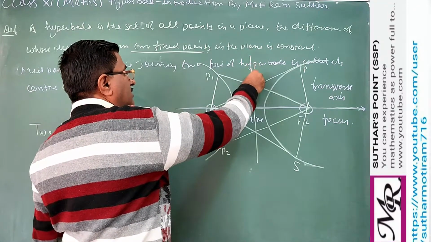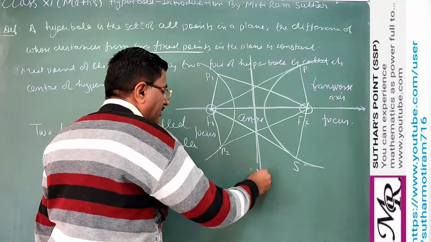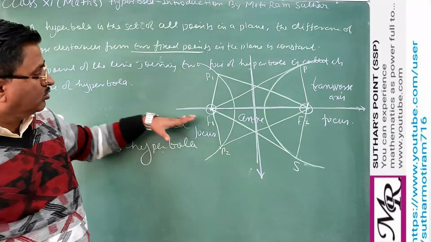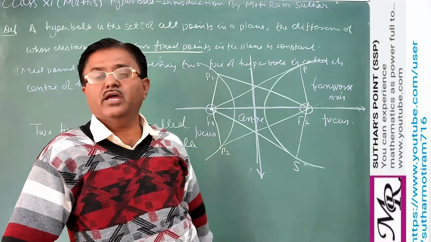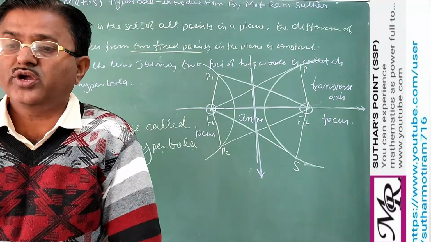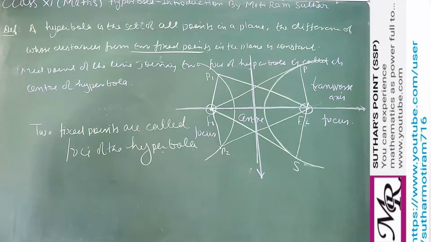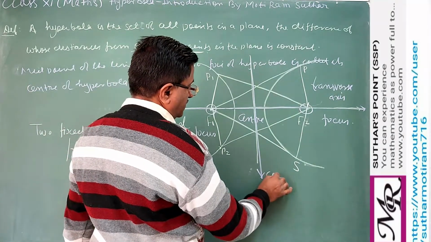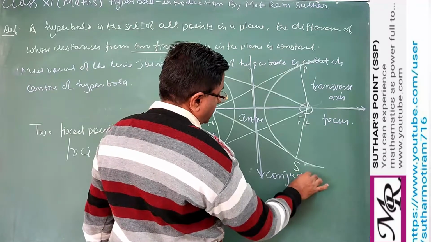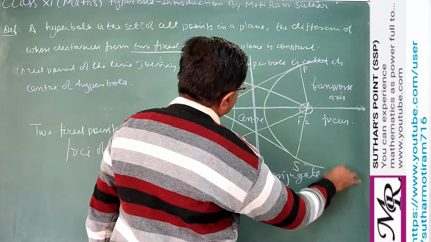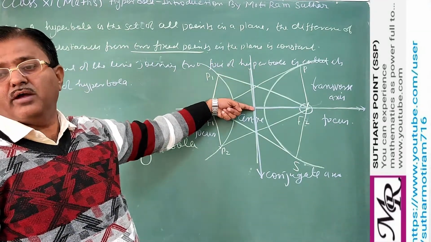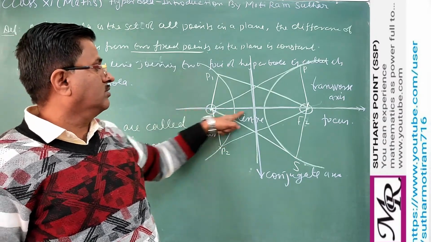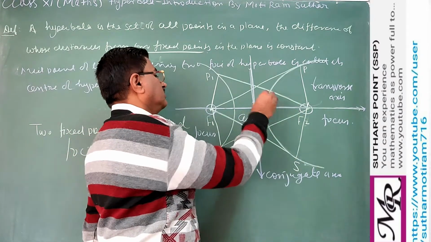Now similarly, the line through the center and perpendicular to the transverse axis. A line that passes through the center and is perpendicular to the transverse axis is called the conjugate axis. Right? So the definition of the conjugate axis: that is this line, a line which is passing through the center of the hyperbola and perpendicular to the major axis. So this is perpendicular to this one.